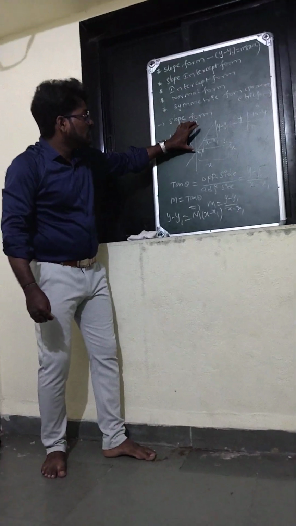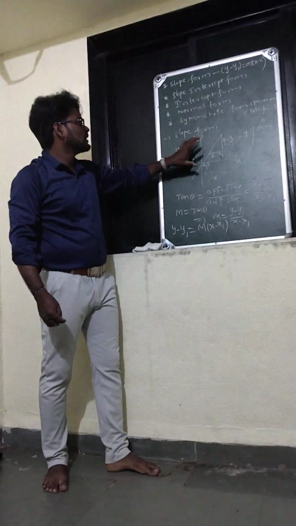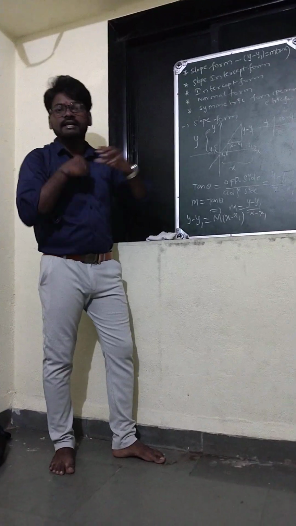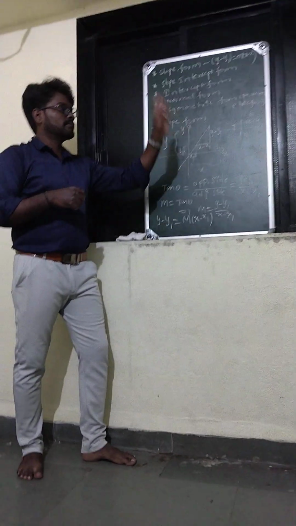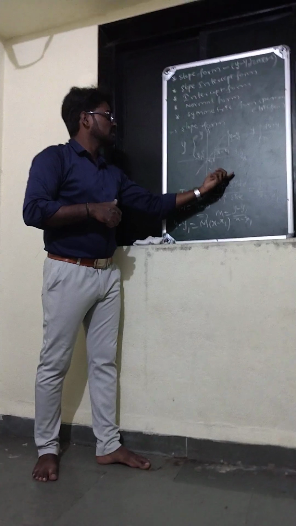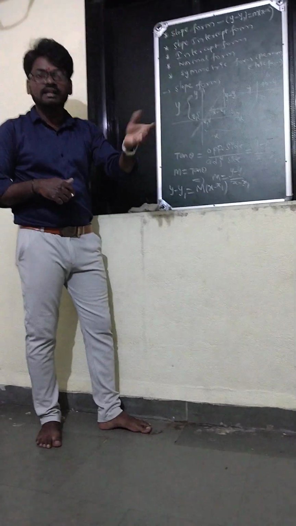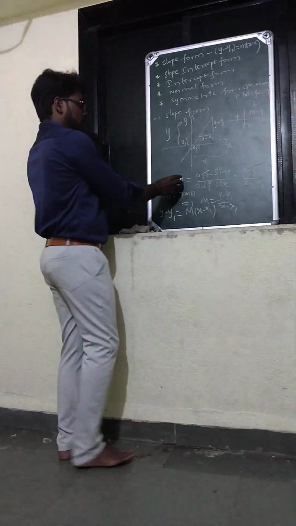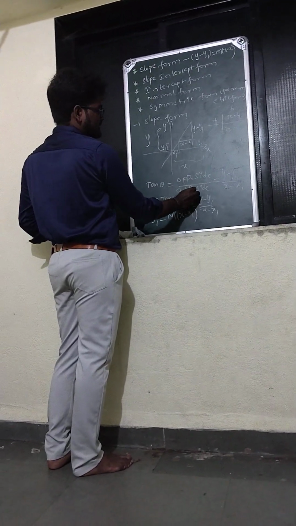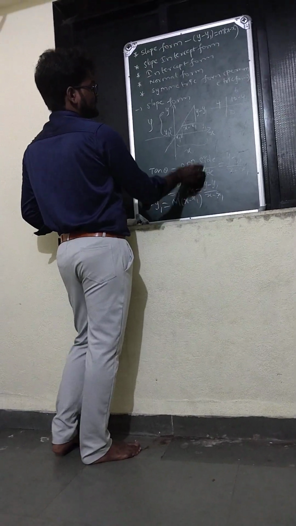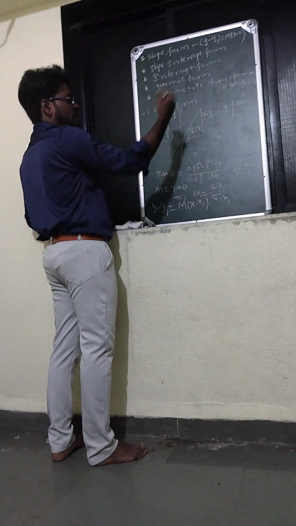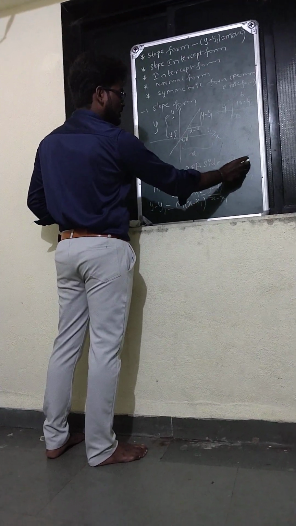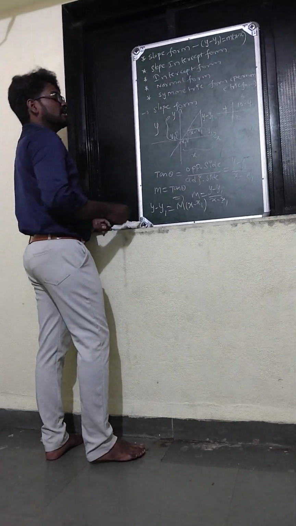When you observe this carefully, it is a very easy method. Total distance is y, some of the distance is y1, and the remaining distance is y minus y1. Also total distance x, some of the distance x1, remaining distance x minus x1. Here tan theta equals opposite side by adjacent side. Opposite side is y minus y1, adjacent side is x minus x1. Then tan theta equals y minus y1 by x minus x1.